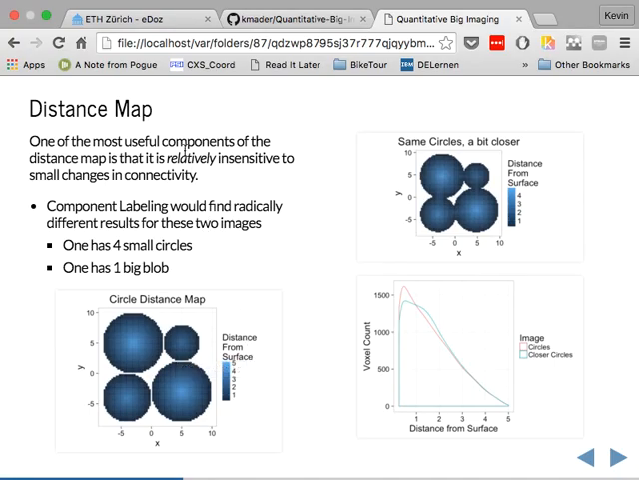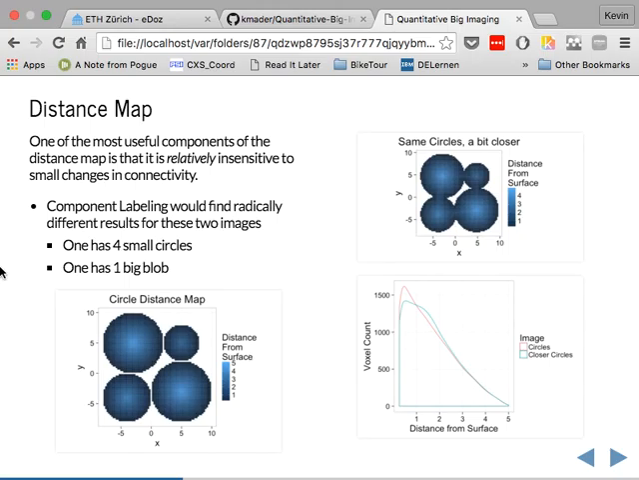And so that's kind of why it isn't a useful tool as a final analysis value. One of the things that makes distance maps very useful for further steps in analysis is its relative insensitivity to small changes in connectivity.